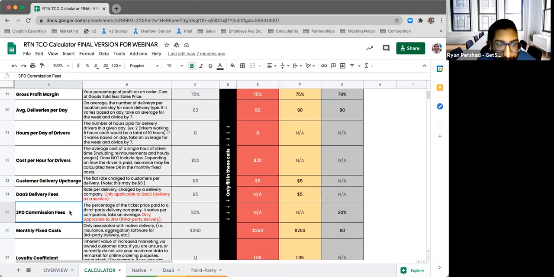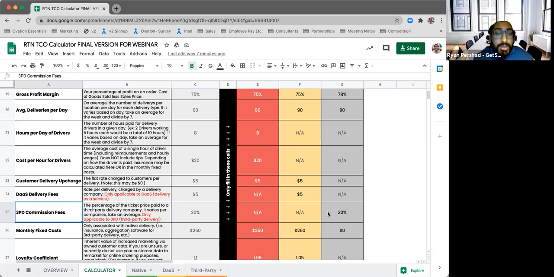Yep, exactly. And then, as Zach mentioned, another one of those cases, as you'll see, really just applicable to that model, where you're looking to get some sort of fixed rate, hypothetically, to fulfill your deliveries.